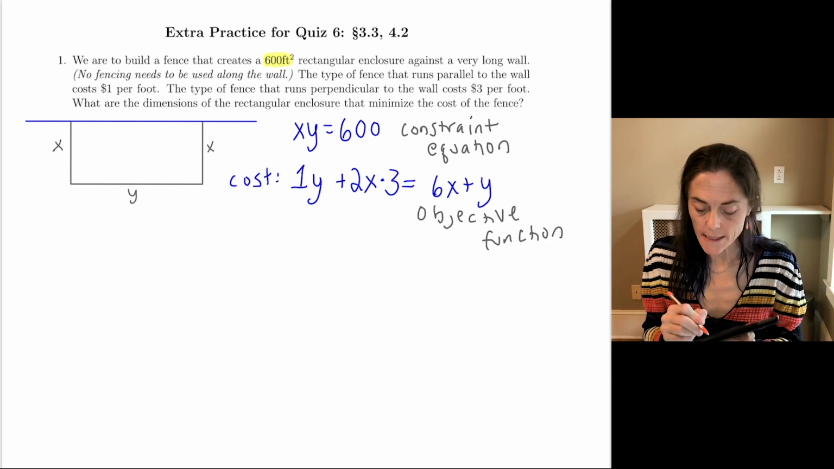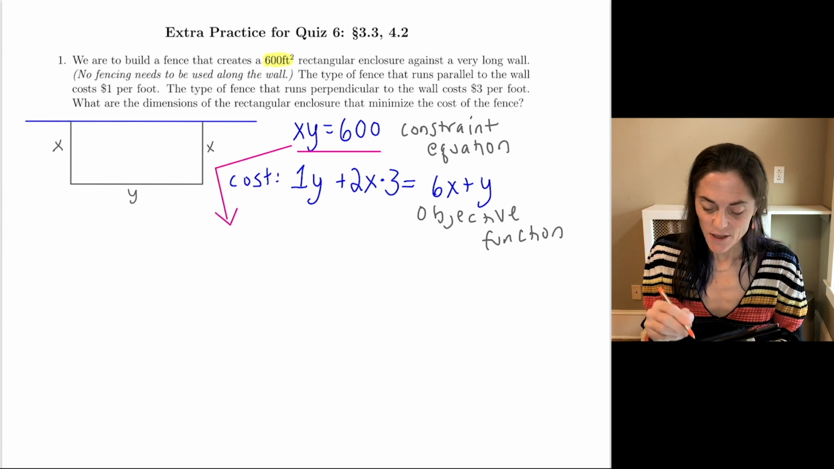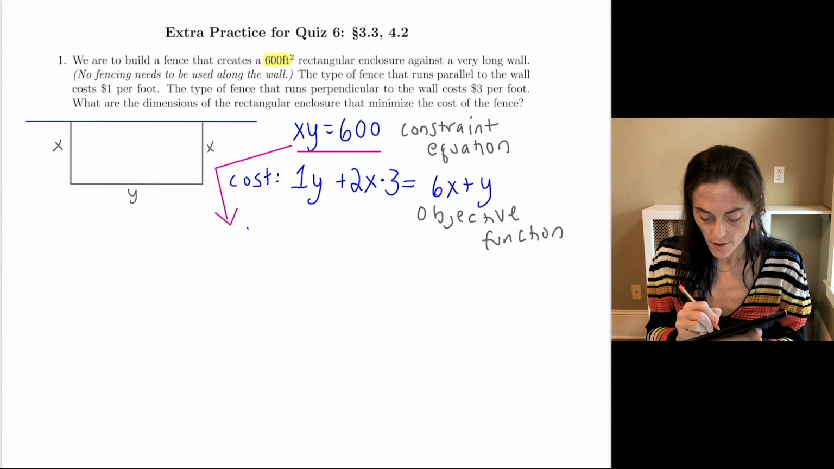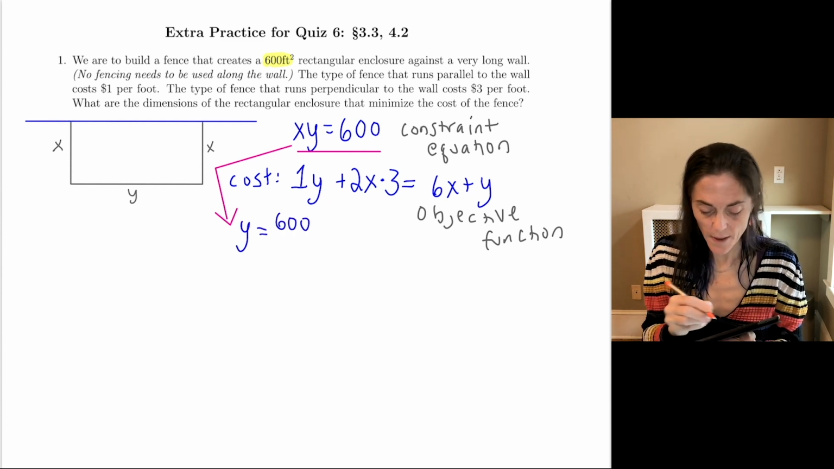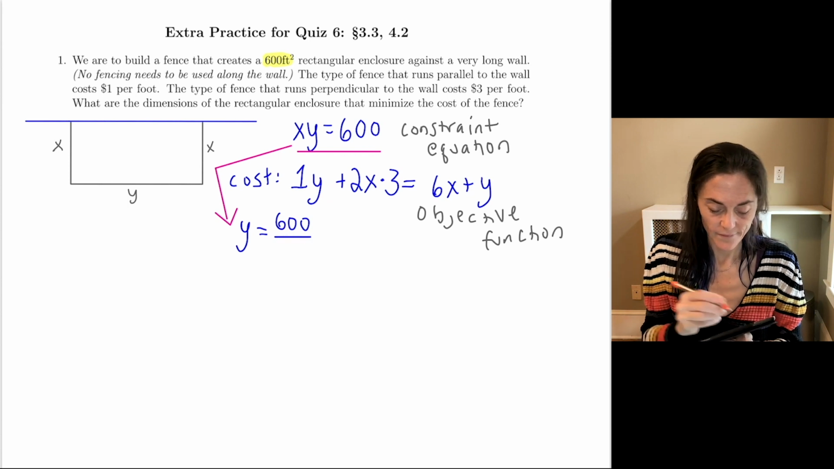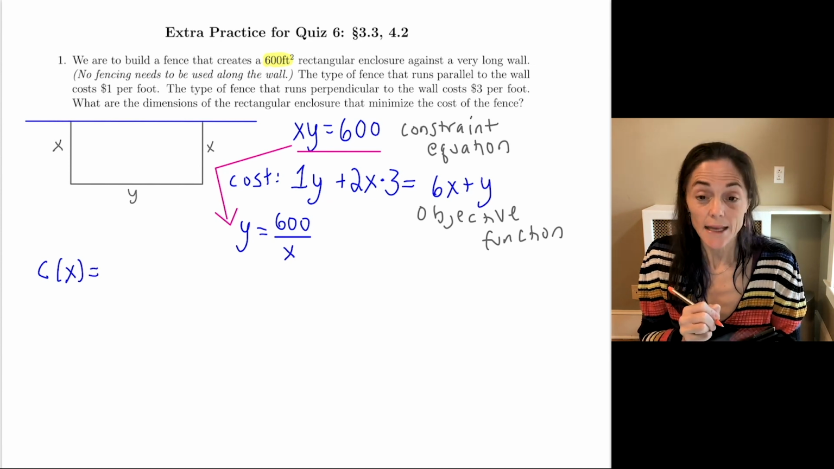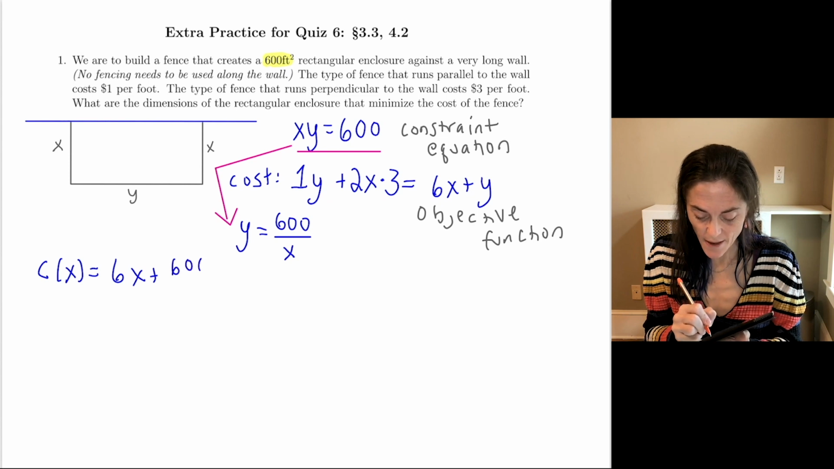The next step in these types of problems is you go to your constraint equation and you solve for one variable in terms of the other. So we have, say, y is 600 divided by x. Now I can write my cost entirely as a function of x, and it is 6x plus 600 divided by x.